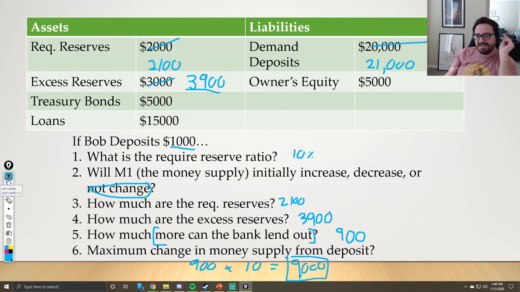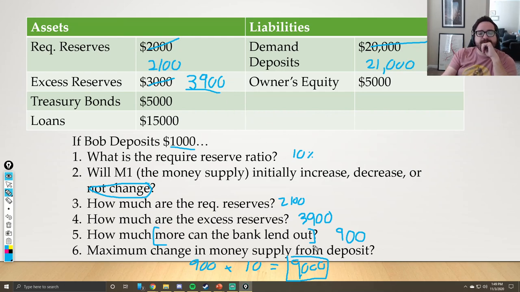Where they ask you things like reserve requirement, excess and required reserves, you can get asked about very easily. In fact, they should be asking about that. If they ask how much more the bank can lend out, remember that excess reserves is how much you can effectively use. This amount here, 15K, has already been loaned out. It's gone. Someone else has that money right now. It's just an asset for the bank because the bank's going to make money off of it. But the bank doesn't have 15K in loans. They have loaned out 15K. So how much more can they loan out? The 900 that was added.